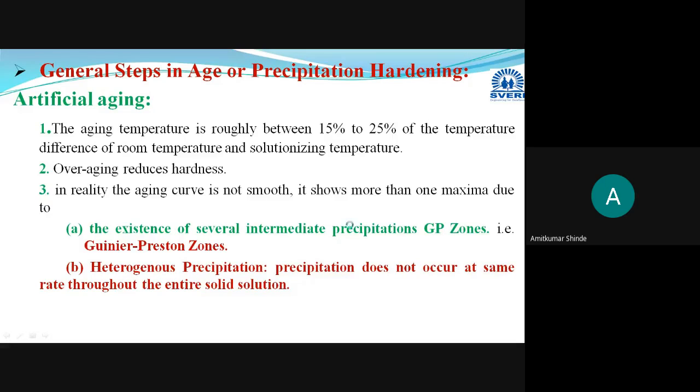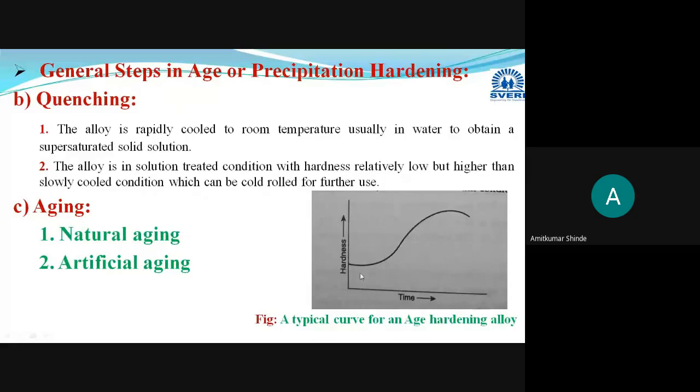What you have to remember is that this curve is for natural aging. In artificial aging it will not be so smooth as I have shown here. It will show you more maxima, while only one maximum is here. In artificial aging the curve will go like this: increase, then decrease, again increase, like this. Some maxima will be there, and that is due to the occurrence of intermediate phases.